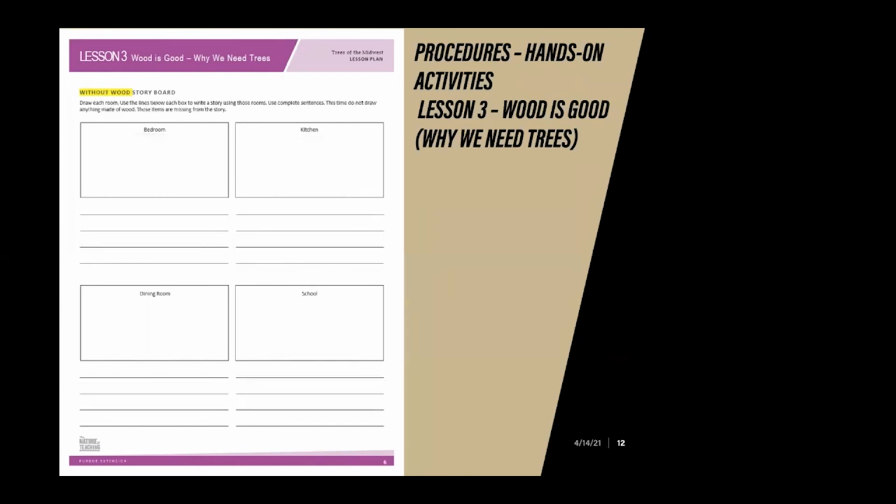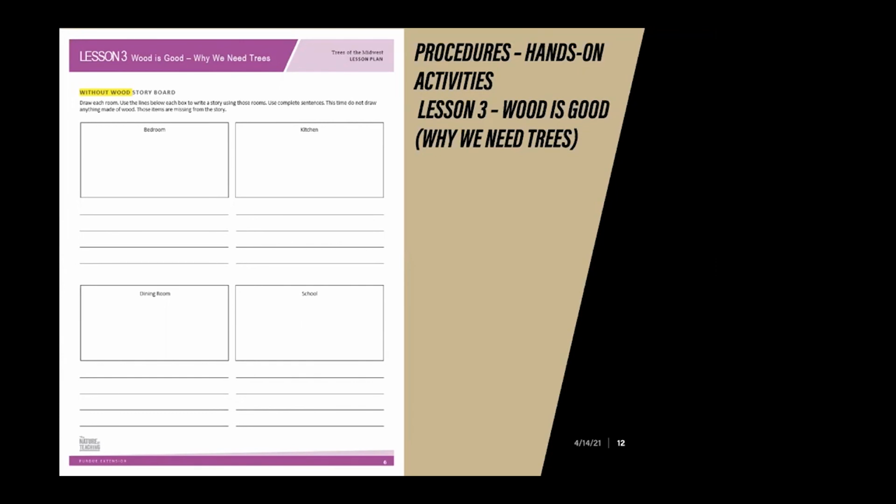This is a copy of the blank without wood storyboard that you will provide your students. Each group only needs one sheet and will work together once again to create the story. In the empty boxes, students can draw the types of rooms that are listed, but they are not allowed to draw anything that is made with wood.